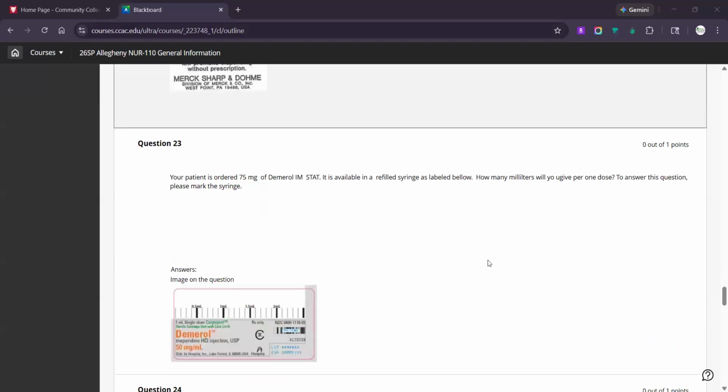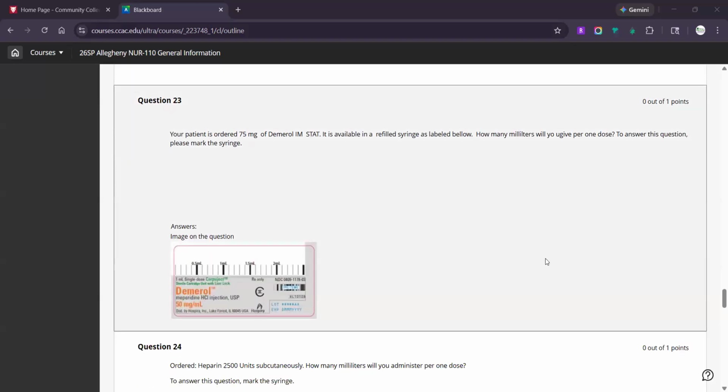All right. Number 23, we're going to do some more marking. This says you have a patient that's ordered 75 milligrams of Demerol. IM means intramuscular, stat means now. And it says how many milliliters will you give per dose? And you're going to mark the syringe.